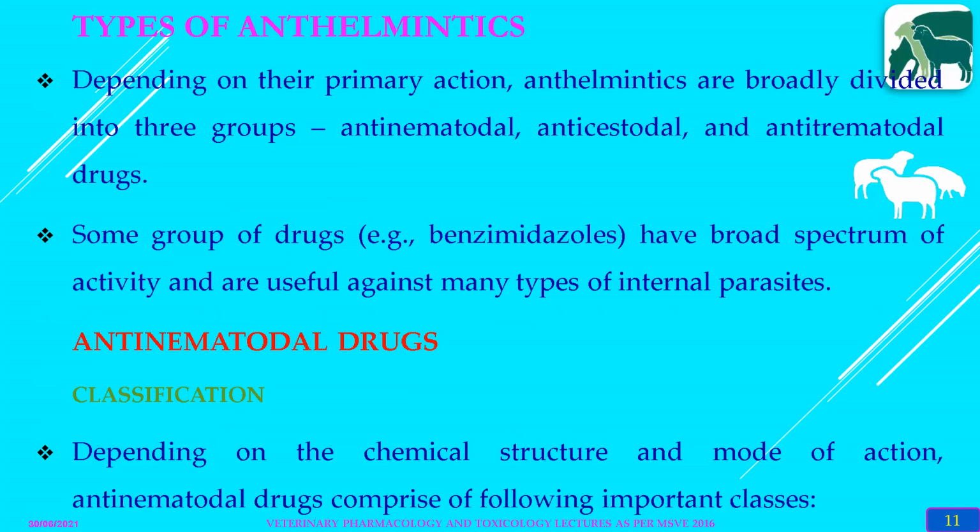Coming to the first category, that is the anti-nematodal drugs. Nematode means roundworm. There is once again a sub-classification, and this is done depending upon the chemical structure and mode of action. The anti-nematodal drugs comprise varieties of the following classes.